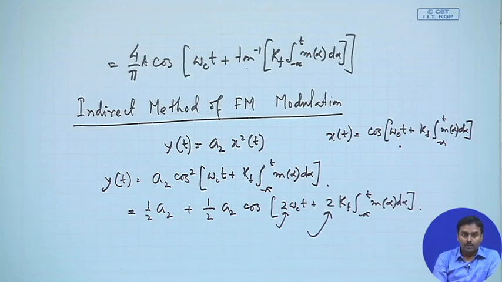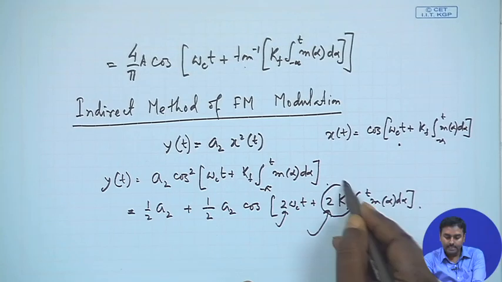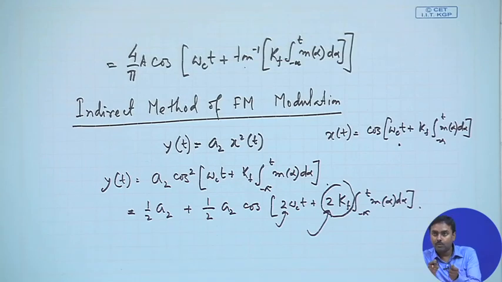Okay. Why is this desired? Because now we are actually going from narrowband FM to wideband FM. That means the frequency deviation has to be increased. So, what has happened? This will effectively increase the kf, and instead of kf it will become 2 kf. So, that means the deviation has become double. Whatever deviation I was having earlier in the narrowband FM, that is becoming double.